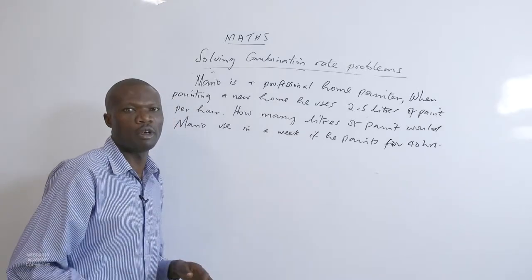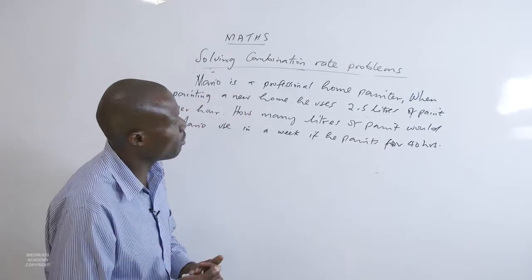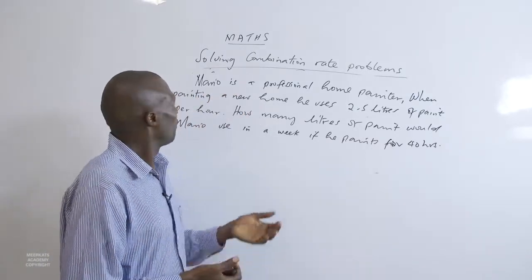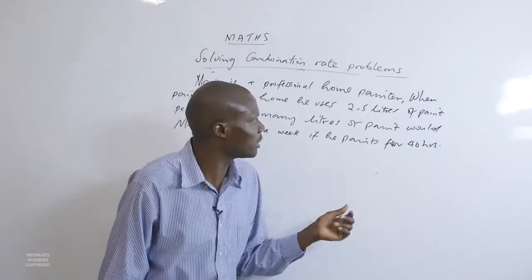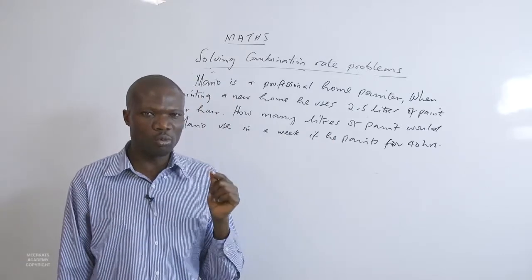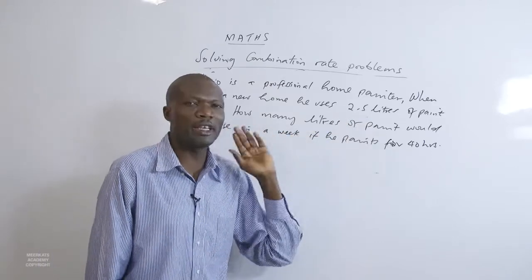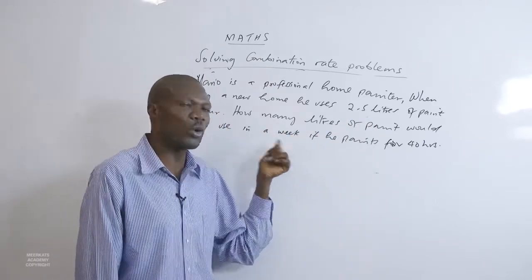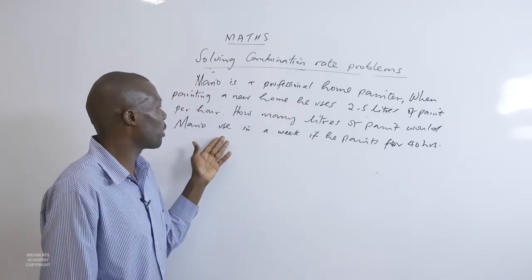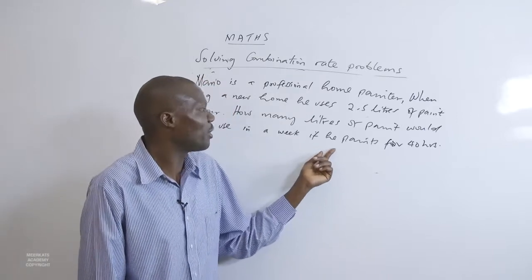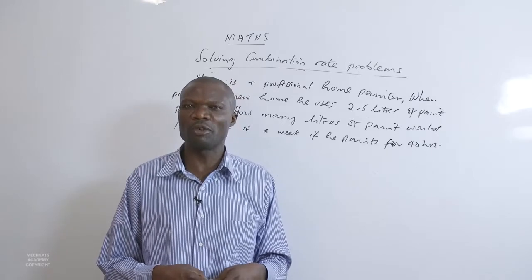So we have Mario, who is a professional home painter. When painting a new home, he uses 2.5 liters of paint per hour. 2.5 liters of paint per hour. How many liters of paint would Mario use in a week if he paints for 40 hours? If he paints for 40 hours.